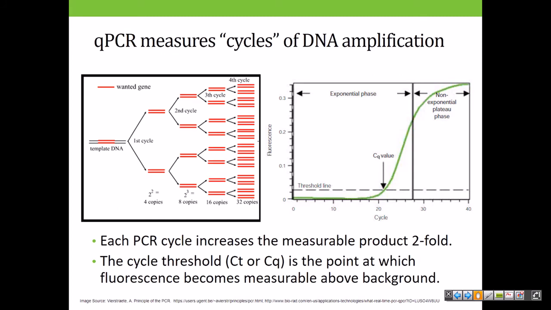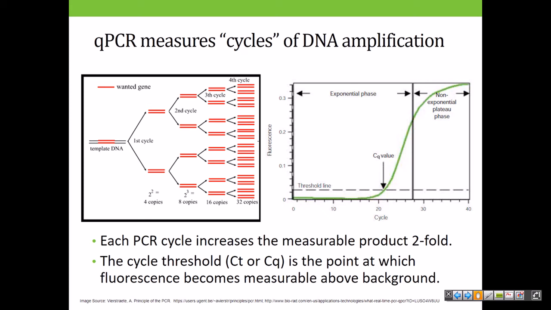Okay, so qPCR measures cycles of DNA amplification. Each PCR cycle, where you have your denaturation, your annealing, your elongation, is going to increase the measurable product twofold with every cycle. The cycle threshold, the CT or CQ value, is the point at which the fluorescence becomes measurable above background. You can see on the graph on the right, as soon as you reach the threshold value you set, the machine grabs that number and saves it. It continues to measure, of course, but as soon as you're just above that threshold set above background, that's the number of cycles it took to get to that point.